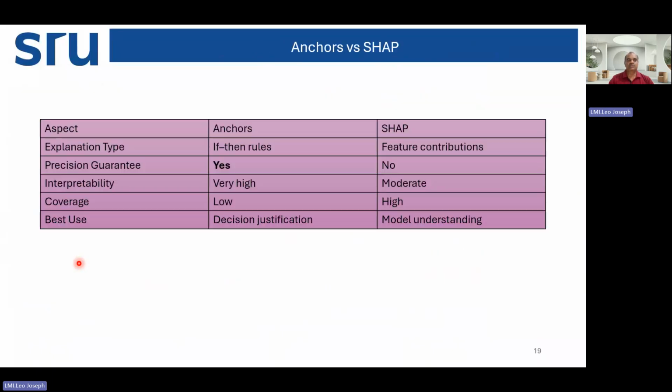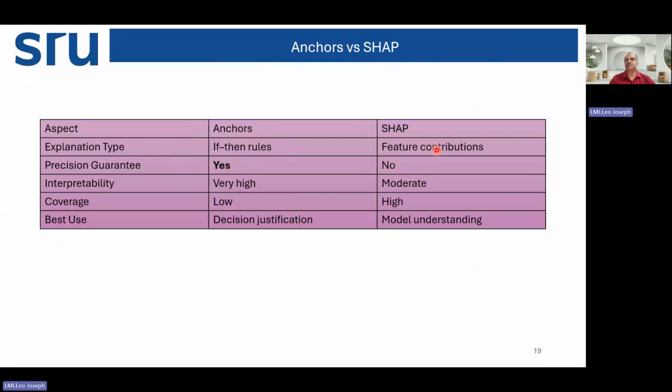So the explanation is based on if-then rules. This is the feature contribution. Based on the features, how much each feature is contributing, which feature is highly contributing, that is the best player that helps to predict a particular value. But here there is no such thing. Here, with if-then rules, depending on different conditions, the contributing features will be selected. Precision is guaranteed due to if-then rules. Here we cannot guarantee precision.